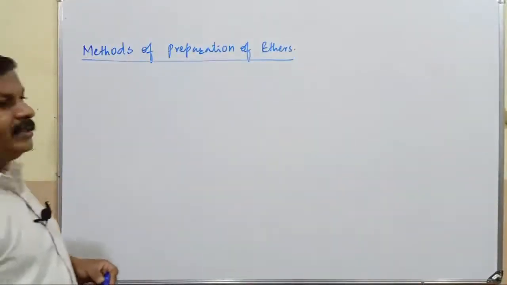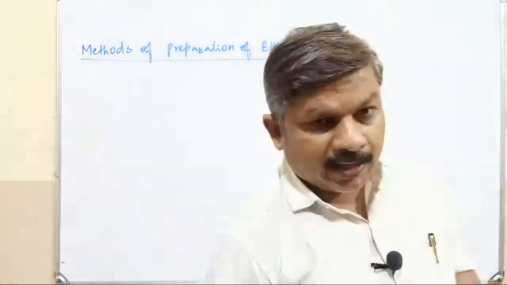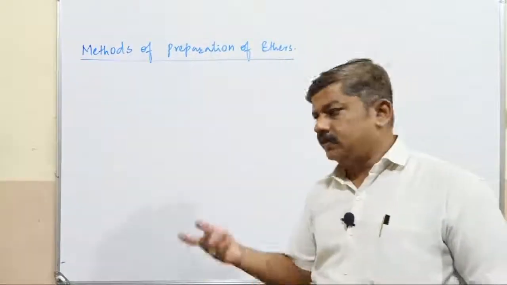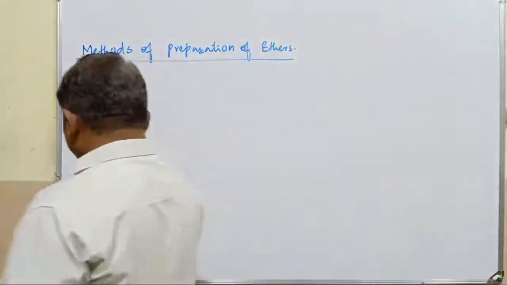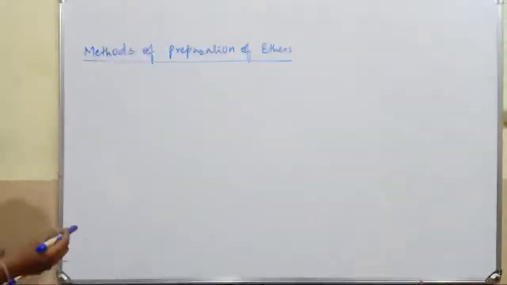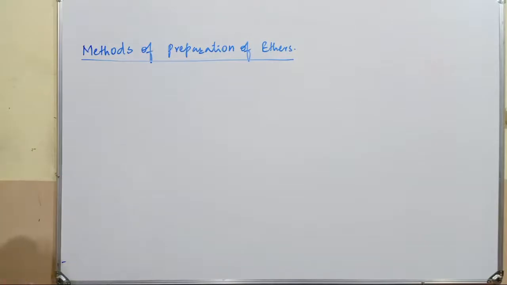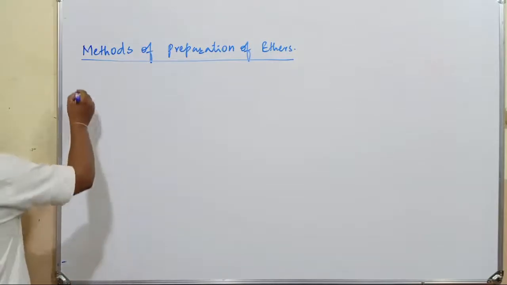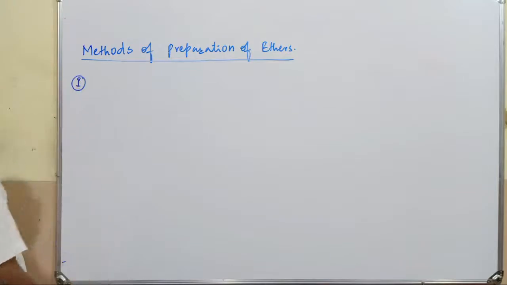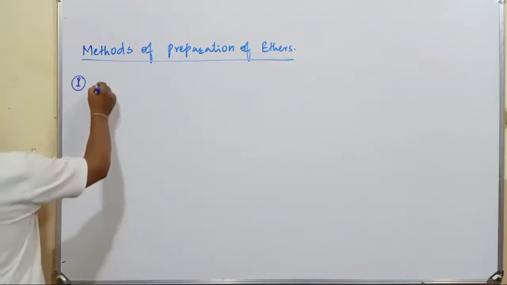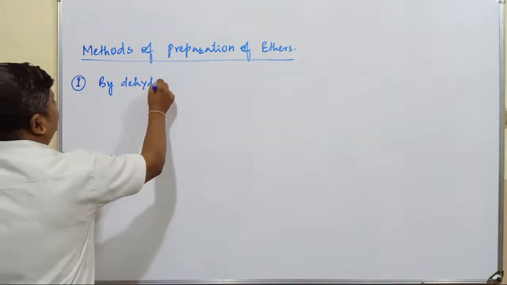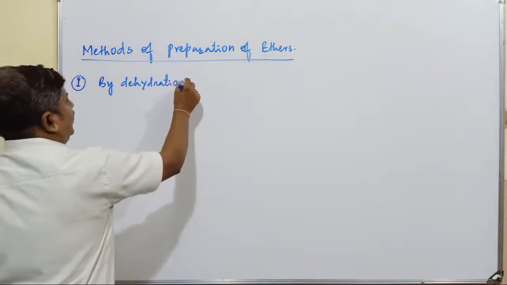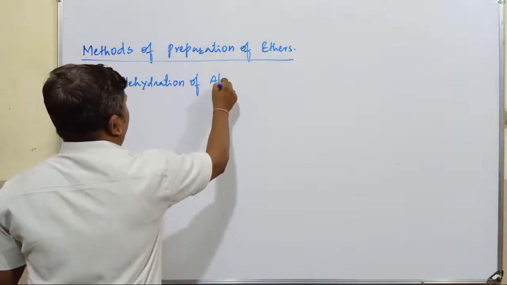Here we have to discuss the preparation of only aliphatic ethers and aromatic ethers, not cyclic ethers. It is not in our syllabus. Only the preparation of simple ether compounds will be there. Either it is symmetrical or unsymmetrical ether. The first method for the preparation of ether is the first one, by dehydration of alcohols.